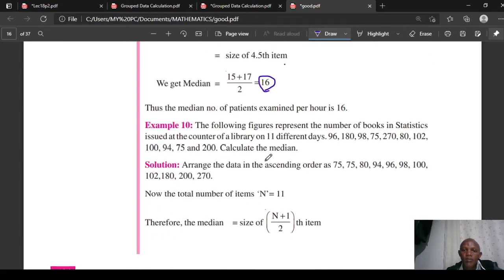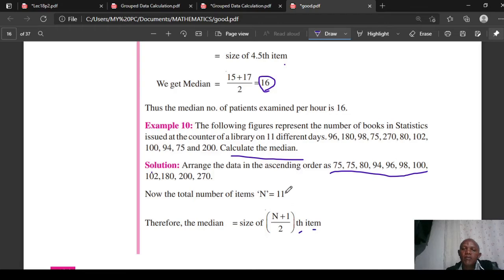Now, you have been given another example here. The following figures represent the number of books in statistics issued at a county library on 11 different days. So you are issuing out borrowed books, and somebody asks you to calculate the median. As I've said, the first thing is you arrange the data in an ascending or descending manner. Then the number of items is 11. So what will be the median? The median value will be the size of n plus 1 over 2, ith item.